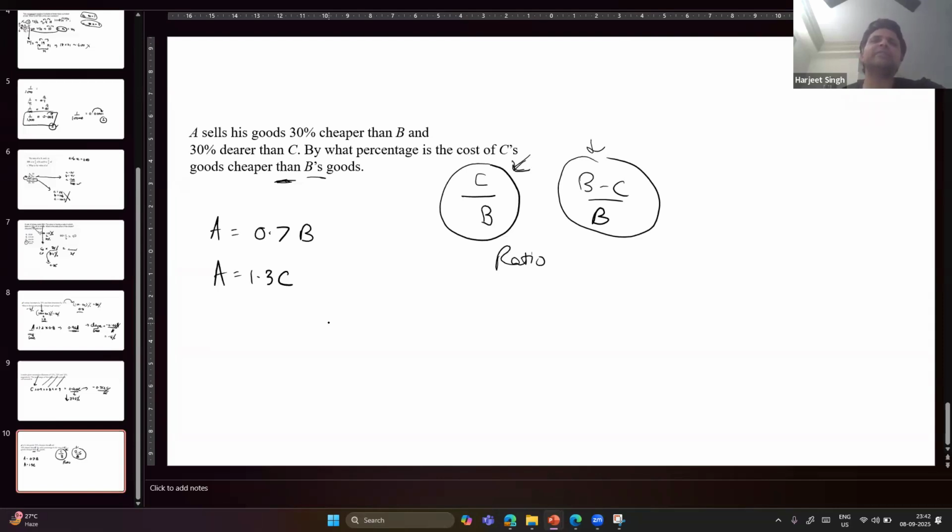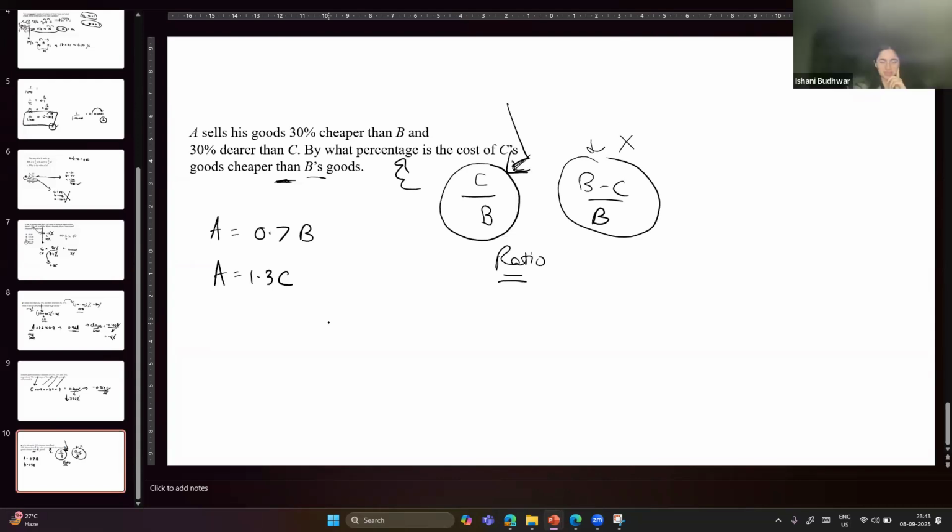B minus C. First of all, we do not know what these are, right? So I will solve it using this method and then calculate what is required. Find the ratio and then calculate. For the ratio, I need the two entities. And for that, I need to understand what goes in the base and what goes in the numerator. So how do we solve this?